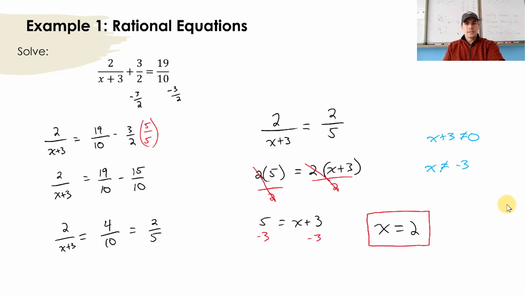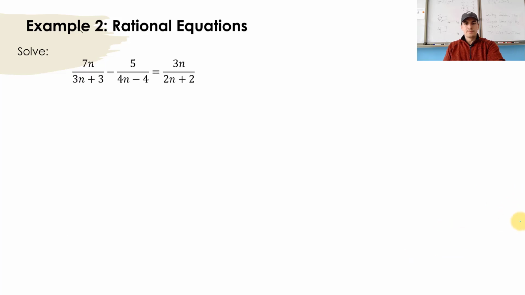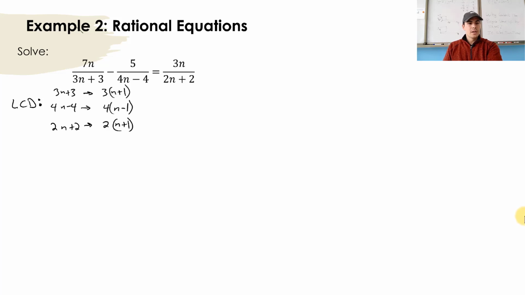Let's take a look at another example. This time we're going to have multiple terms with our variable in the denominator, and we're also going to have the variable in the numerator and the denominator. So we're going to start off with the process of finding our least common denominator. I'm going to factor each one of my denominators. So I'll have 3 times n plus 1, I'll have 4 times n minus 1, and I'll have 2 times n plus 1. Now this 4, we can think of as 2 times 2. I'll think of that instead of 4.